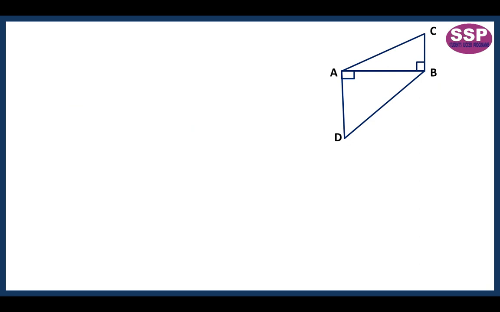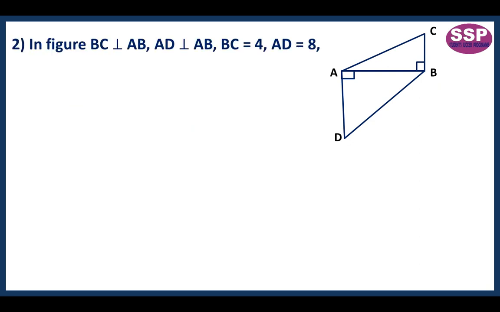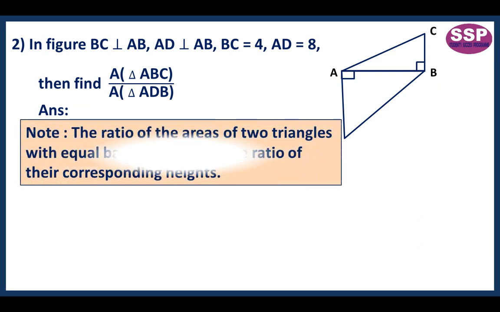Now the second problem. In the figure, BC is perpendicular to AB, AD is perpendicular to AB, BC equal to 4, AD equal to 8. Then find the ratio of area of triangle ABC and triangle ADB. Now we have to observe this figure. Triangle ABC and triangle ADB both have common base, that is equal base.